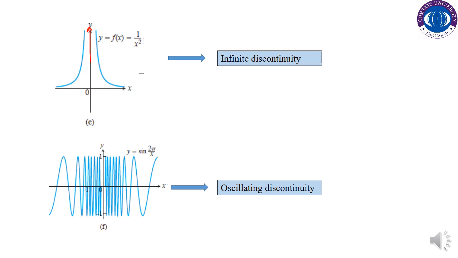So this type of discontinuity is known as infinite discontinuity. In the graph F, at point 0, we have rapid oscillations. So if at any point there is rapid oscillation, the limit does not exist. So this type of discontinuity is known as oscillating discontinuity.